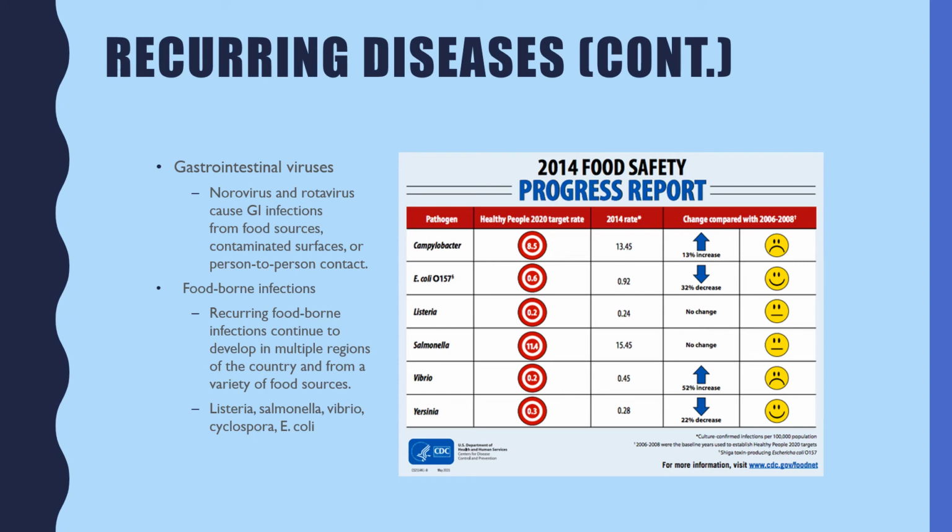Foodborne infections. Reoccurring foodborne infections can occur in a variety of different types of foods, and typically the culprits are E. coli, Salmonella, Listeria, Cyclospora, and Vibrio.